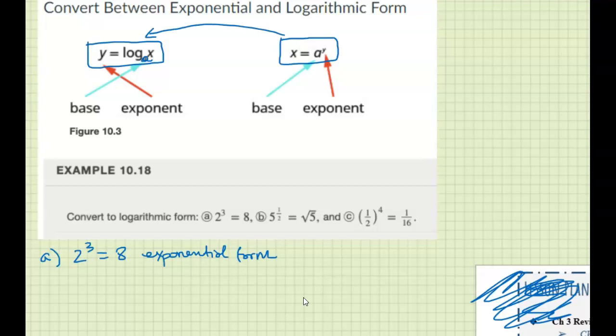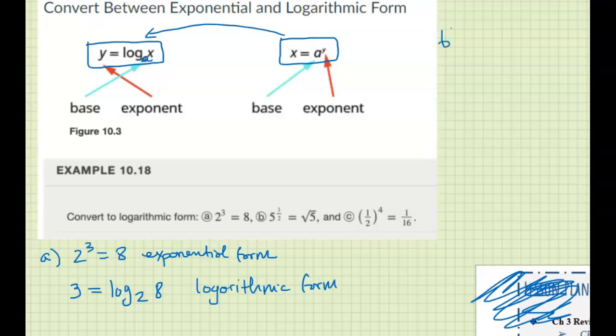If we mimic this, 8 is like the x, 2 is the a, and 3 is the y. So in the logarithmic form, the exponent goes by itself. So 3 equals log, L-O-G. The base stays the base, so base 2. And then 8 goes after here. So 3 equals log base 2 of 8. When you're writing a logarithmic form, you're solving for the exponent. The question you're asking is, how can I write 8 as base 2 to some exponent? Which exponent of that base of 2 do I need to write that number? Okay, so that's logarithmic form.